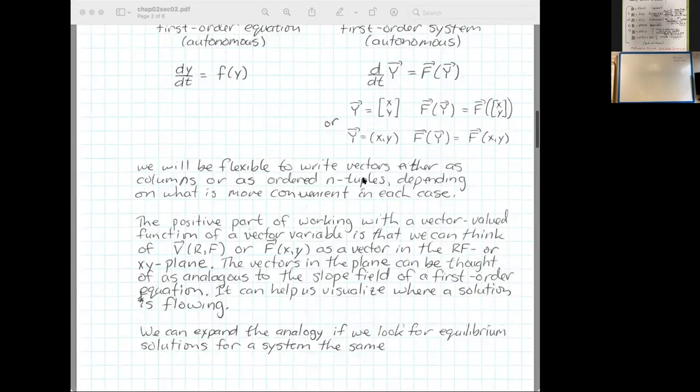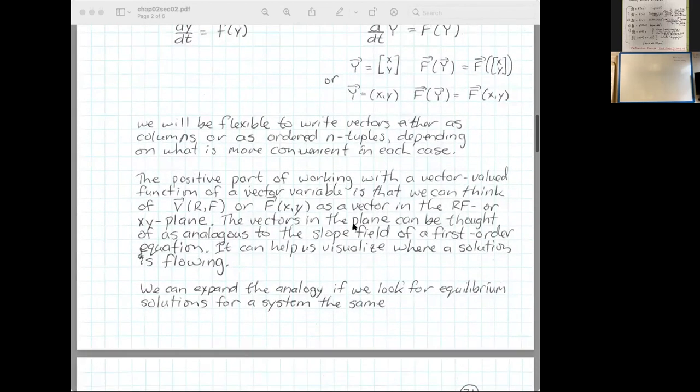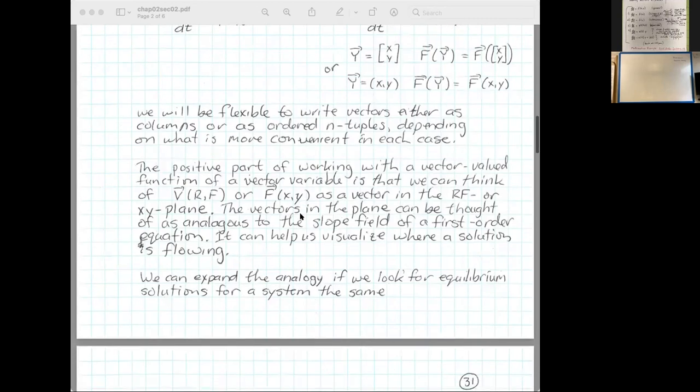So from now on, we're going to be flexible to write vectors either as columns or ordered pairs. Try to indicate vectors with arrow hats. You've talked about vectors as columns, ordered pairs, pointy brackets. I don't mind how you do it, but most often we're going to be talking about columns or ordered pairs. The positive part of working with these vectors is we can take all the knowledge we gained about vector fields in the previous class and all the knowledge we gained about first order equations in the first chapter and put them together.